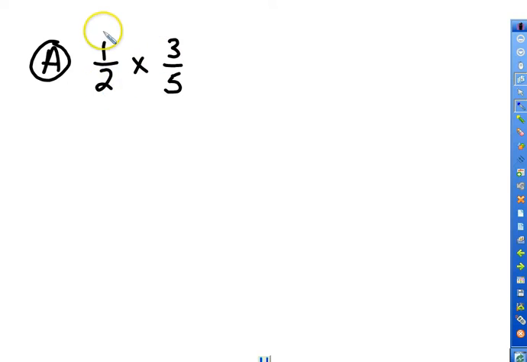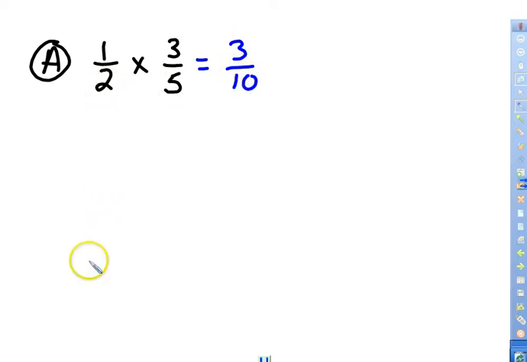So we look at any numbers that we have diagonally to see if we can reduce, and they are not able to be reduced because they all have just a common factor of 1. So simply 1 times 3, which is 3, and 2 times 5, which is 10, and 3/10 is in simplest form, and that is it. 3/10 is your answer.